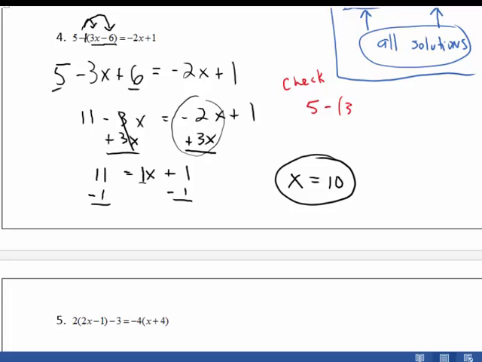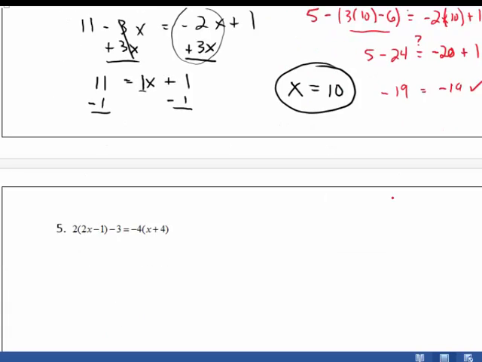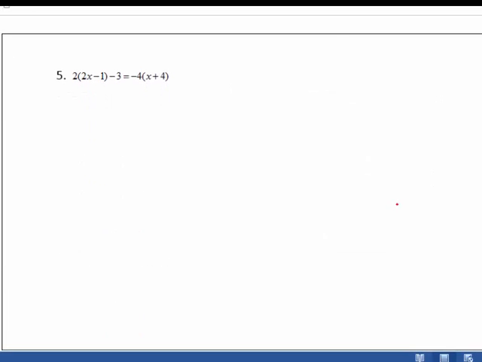5 minus 3 times 10 minus 6, does that equal negative 2x, negative 2 times 10 plus 1? Alright, that's the question. So multiply that. That's 30 minus 6, which is 24. So does 5 minus 24 equal negative 2 times 10, which is 20, negative 20 plus 1? Is that the same thing? 5 minus 24, negative 19. Negative 20 plus 1, negative 19. So it is, so we know we're right. So that's good.